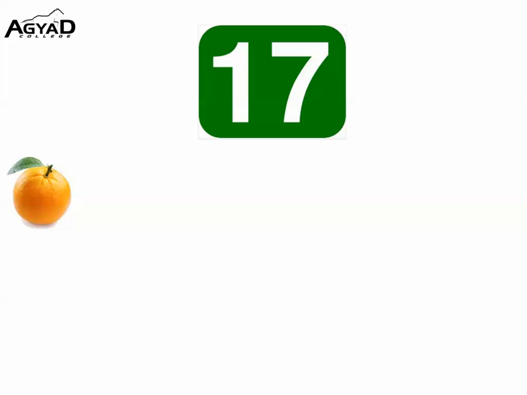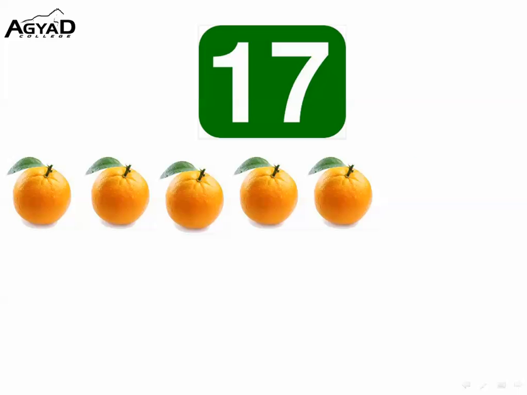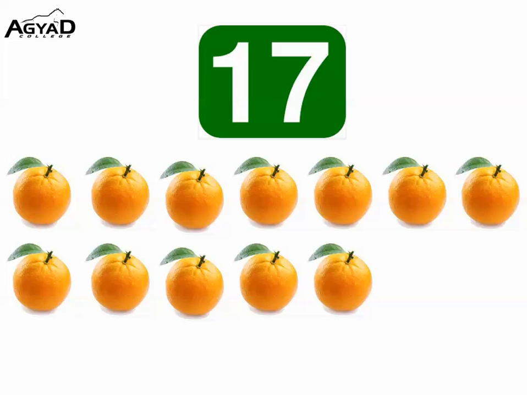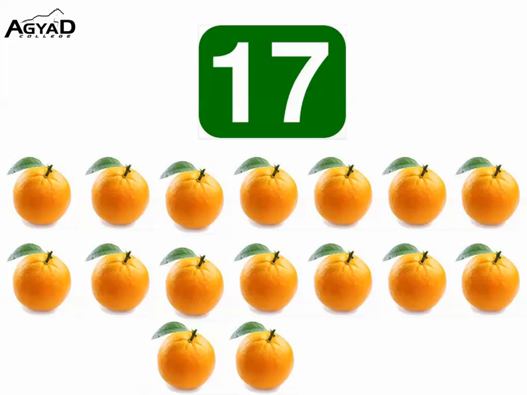Let's go. 1, 2, 3, 4, 5, 6, 7, 8, 9, 10, 11, 12, 13, 14, 15, 16, and 17. So now we counted 17 oranges. You're very clever. Now, how do we write this 17? It's a 1 and a 7. Okay, so 1 and 7 make what number, KG1? What is this number again? Very good, it's 17.